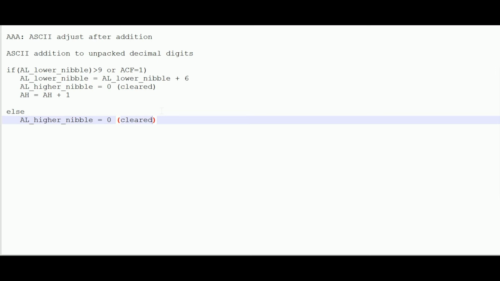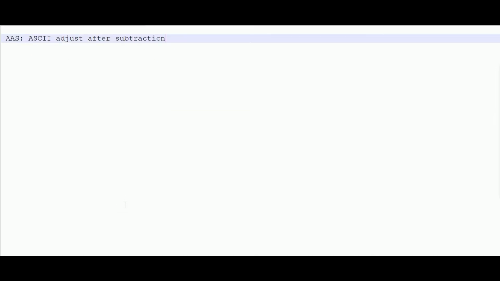Now we'll be moving to the next instruction, which is ASCII adjust after subtraction, given by AAS. The procedure in this case is similar to the AAA instruction, except that instead of adding 6 to the lower nibble, here there is a subtraction of 6. So let us discuss one example.